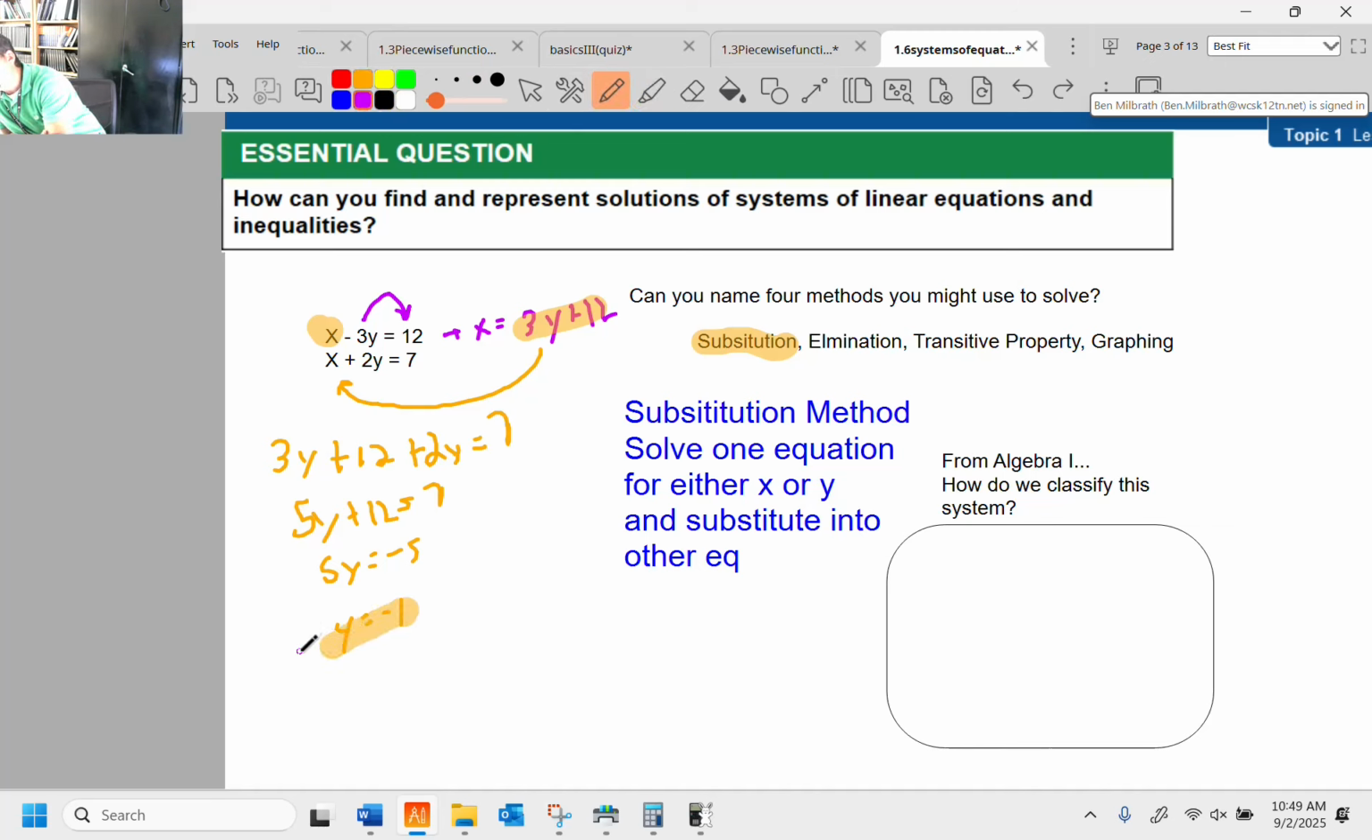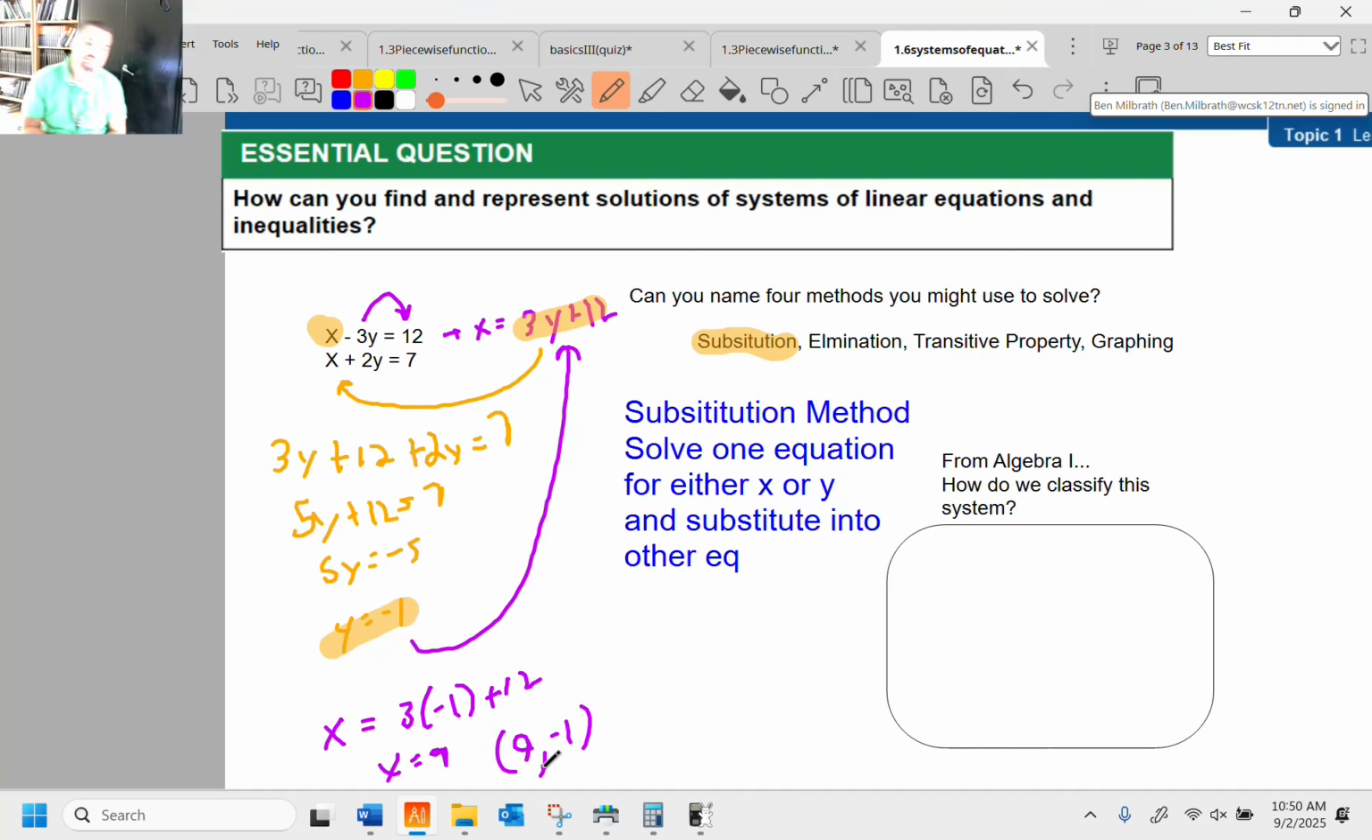I can plug it right in to there. So x is going to be 3 times y, whose value is negative 1, plus 12. That's going to be negative 3 plus 12, which is 9. So the ordered pair 9 and negative 1 exists. Now, I don't expect you to remember this, but this is talked about in Algebra 1. This thing has a solution that makes it consistent, okay?